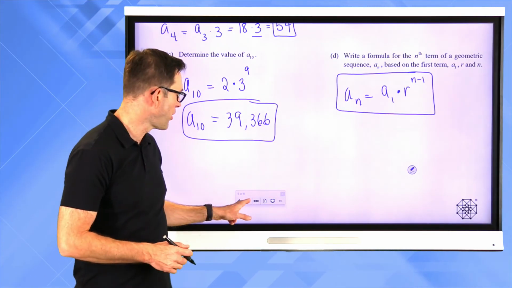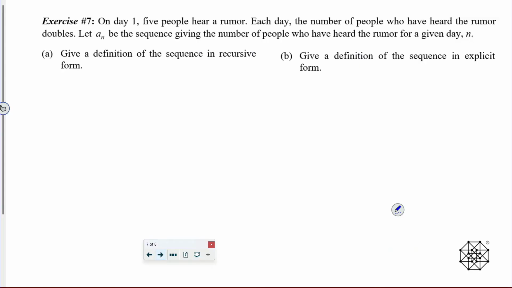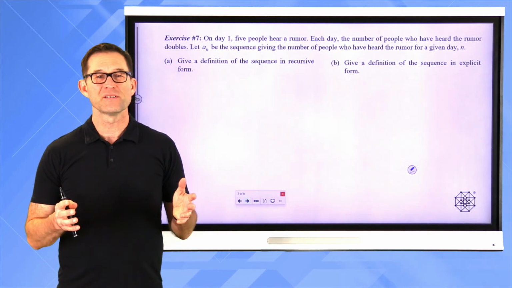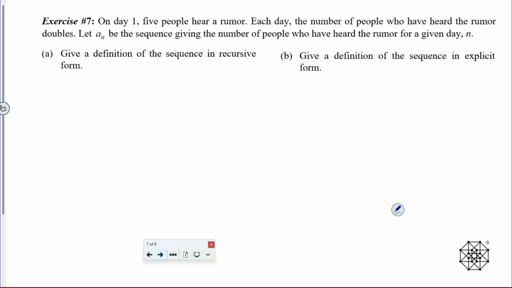All right, let's do one more problem on this. Exercise number 7. On day 1, 5 people hear a rumor. Each day, the number of people who have heard the rumor doubles. Let a sub n be the sequence giving the number of people who have heard the rumor for a given day n. Letter A, give a definition of the sequence in recursive form, and letter B, give a definition of the sequence in explicit form. All right, pause the video now and see if you can do both A and B.